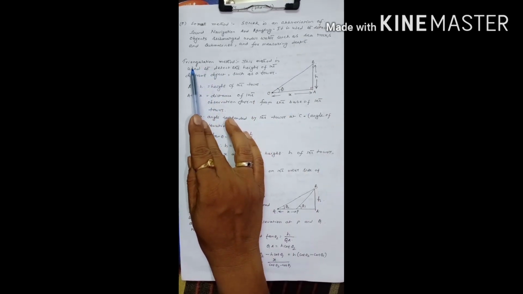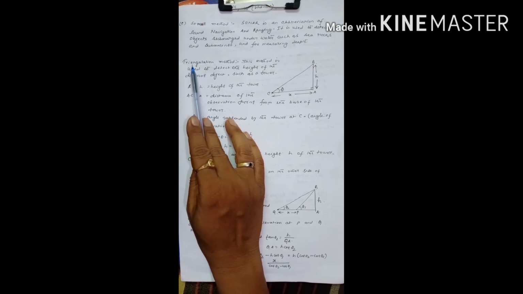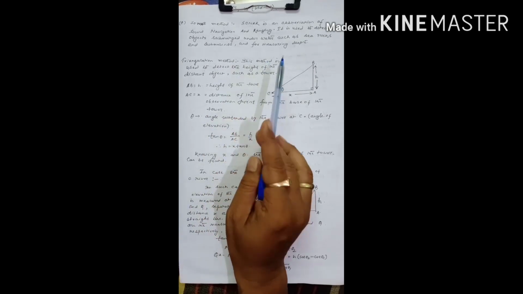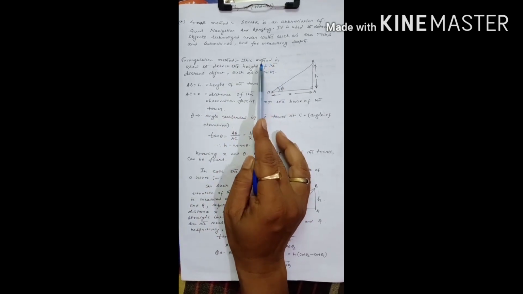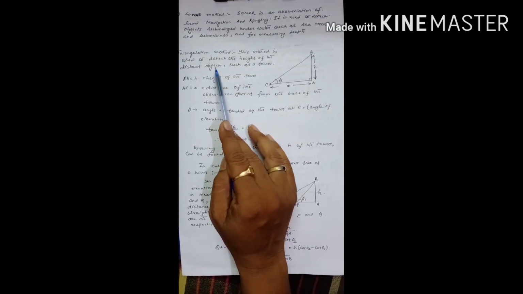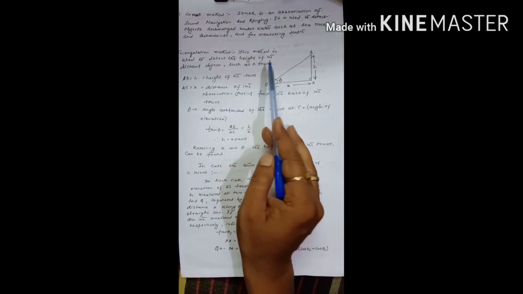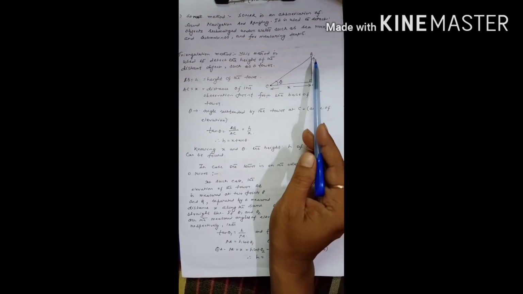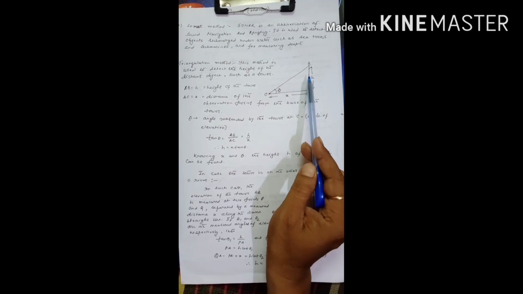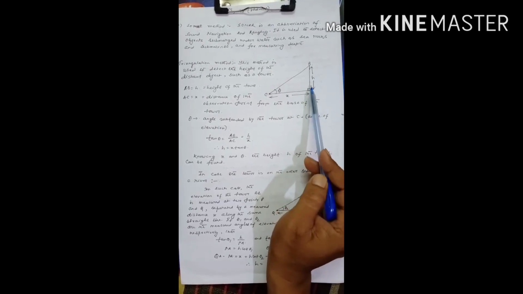Another method we use for indirect distance measurement is the triangulation method. This method is used to detect the height of a distant object such as a tower. In this figure, AB is the tower whose height is h, and we have to measure this height h.